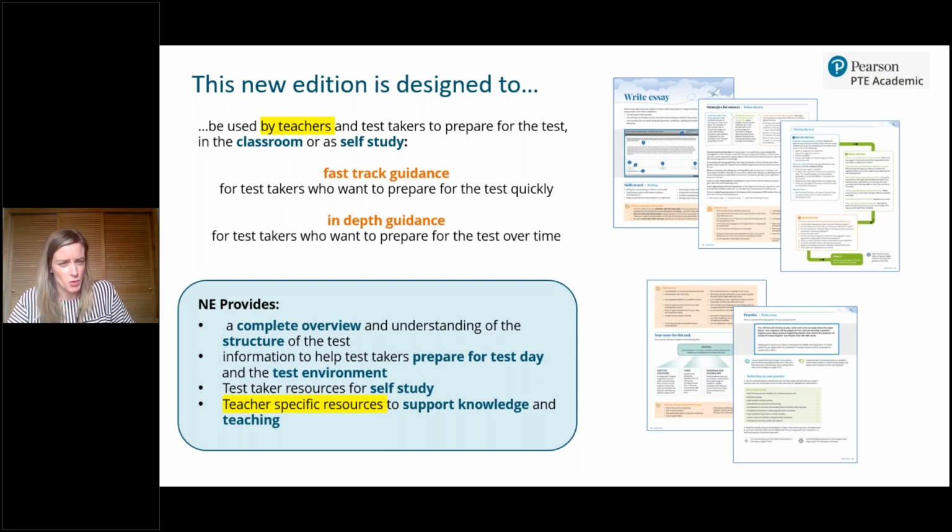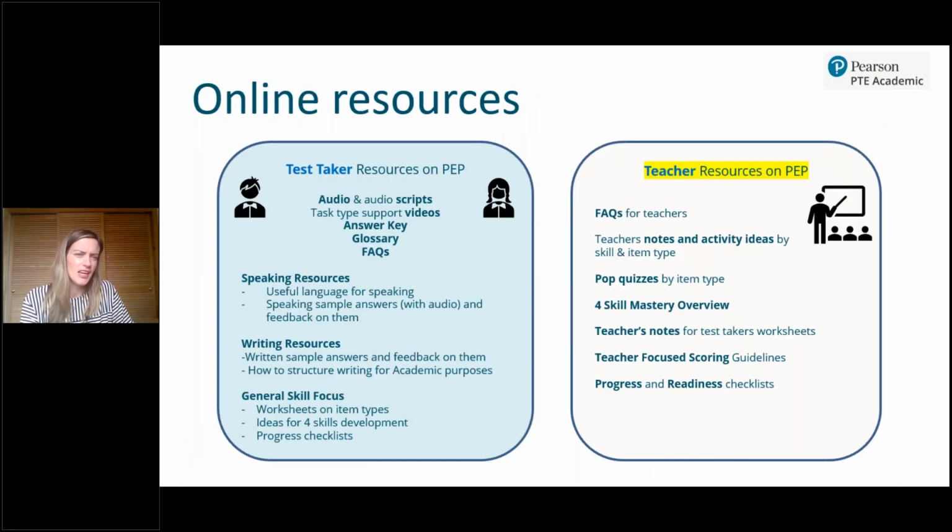I do want to focus on this course book because there's a lot of teacher-specific resources that are new and rather unique. So what do these look like? As I mentioned, there is a test taker version of the official guide as well as a teacher version of the official guide. Now, if you're using the teacher version and you look to the right-hand side of the screen here, you get a lot of resources on our Pearson English platform, namely fact documents for teachers about the test, lots of teacher notes and supplementary activity ideas that you can use in your lessons, quizzes, a 4-skill mastery overview.